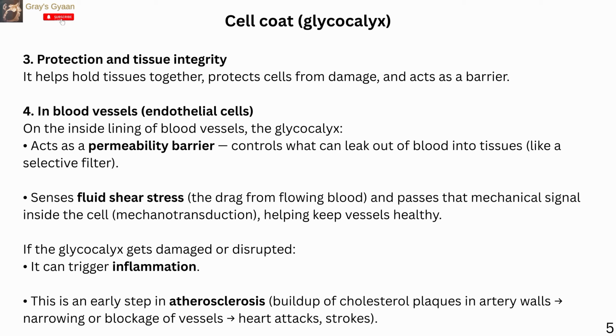It senses fluid shear stress and passes that mechanical signal inside the cell, mechanotransduction, helping keep vessels healthy. If the glycocalyx gets damaged or disrupted, it can trigger inflammation. This is an early step in atherosclerosis, buildup of cholesterol plaques in artery walls, narrowing or blockage of vessels, and leads to heart attacks, strokes.